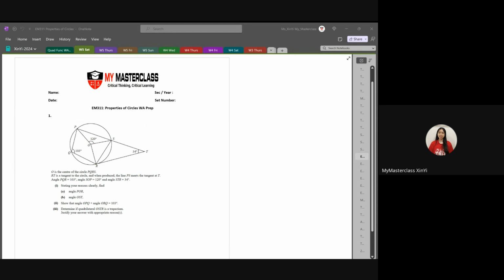Obtuse angle QOS. Here again, QOS, obtuse. The yellow side is reflex. Obtuse angles are angles that are more than 90 and less than 180. So it's this side. This angle is in the center, right?